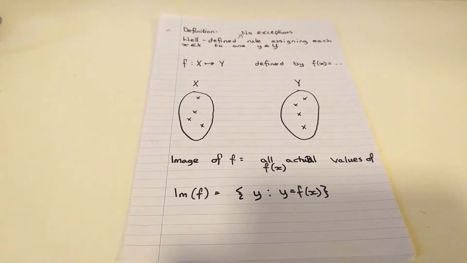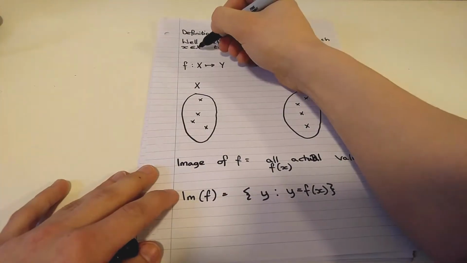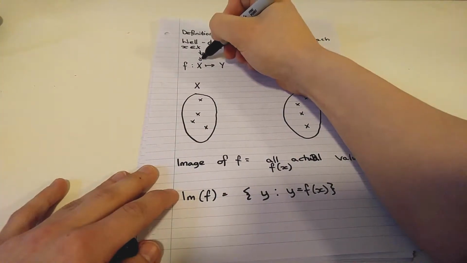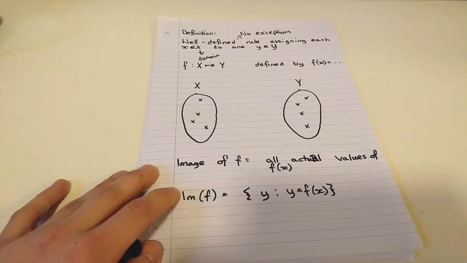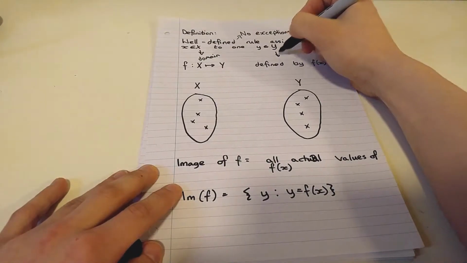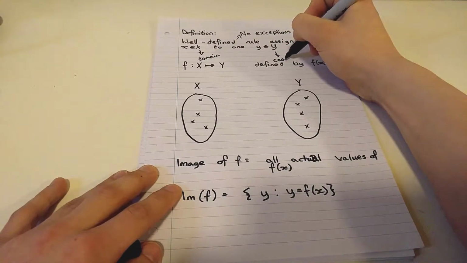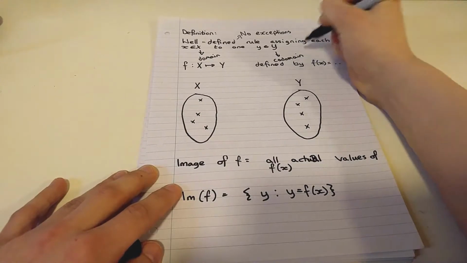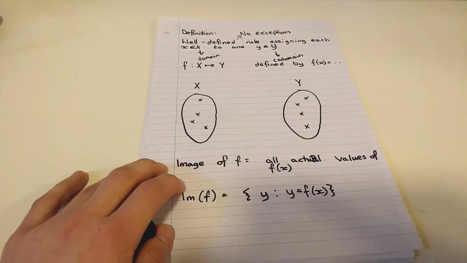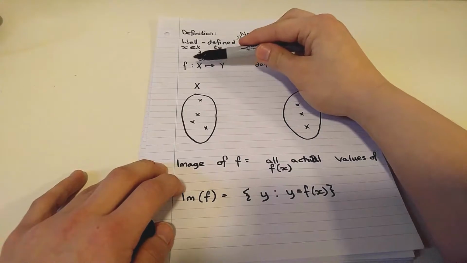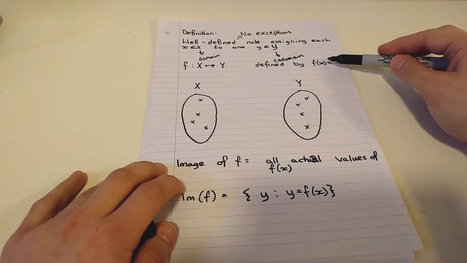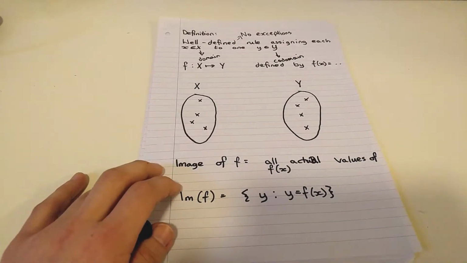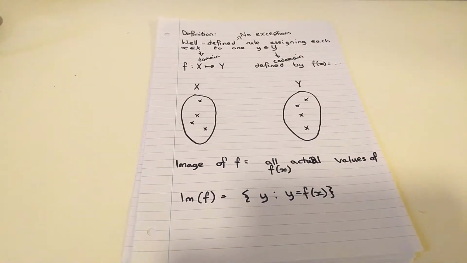Assigning each x within a set X, the set X we refer to as the domain, to one y within a set Y. The set Y we call the codomain. The common notation is f such that X maps onto Y, defined by f of x equals, and we state our rule. So for example, f of x equals x squared, or f of x equals 2x squared plus 3x plus 1.